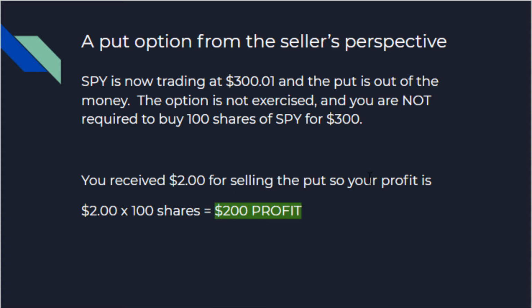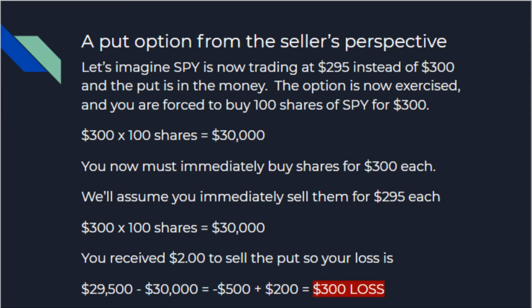equals $200 profit. So let's imagine SPY is now trading at $295 instead of that $300, and the put is now in the money. The option is going to be exercised, and you're forced to buy 100 shares of SPY for the strike price, which was $300. Now, $300 times 100 shares is going to be $30,000. So you now must immediately buy shares for that $300 price each. Now, we'll assume you immediately sell them back to the market for $295 each, which again is the market price.